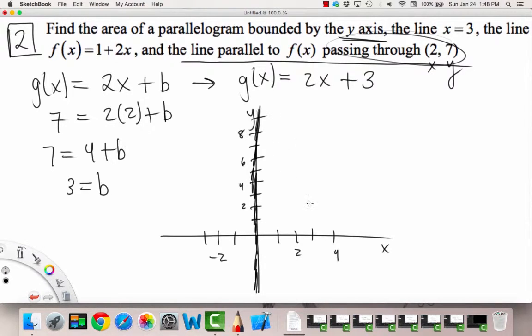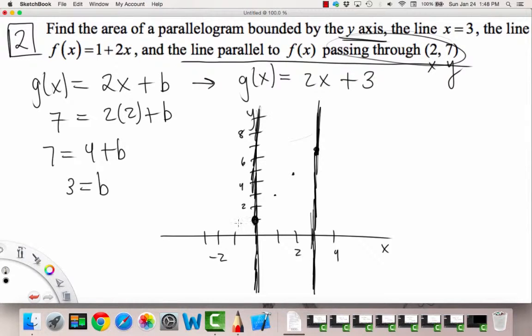Another bound is the vertical line where x is equal to 3. That one looks like this. We're just going to draw a straight up and down line. So these are two bounds, and it has to stay in between here. The line 1 plus 2x has a y-intercept of 1 and a slope of 2. So up 2 over 1, up 2 over 1, up 2, and over 1. Something like that.